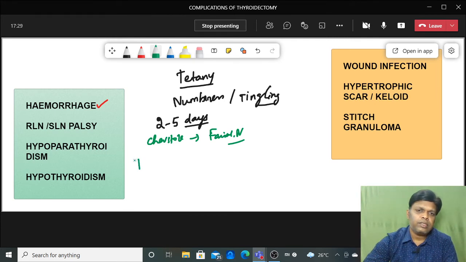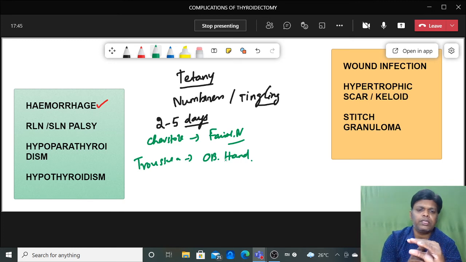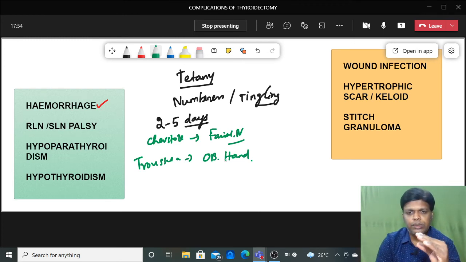Then another sign is called Trousseau's sign, otherwise called obstetrician hand. What will happen? The patient will present in this position: flexion at the metacarpophalangeal joints, extension of all the interphalangeal joints, and the thumb in adduction. This position is called obstetrician hand. This is Trousseau's sign, or you can also call it carpopedal spasm.